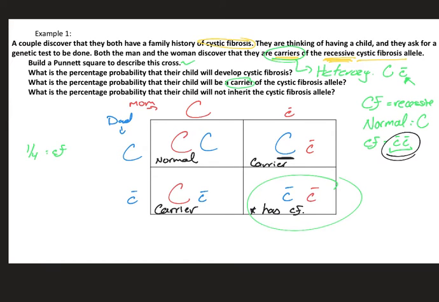The next question, what percent probability that their child will be a carrier? Again, a carrier is someone who's going to have big C, little c. So if I look at that, that's going to be 2 out of 4, or 50%, would be a carrier, which means obviously that 25% would have cystic fibrosis.